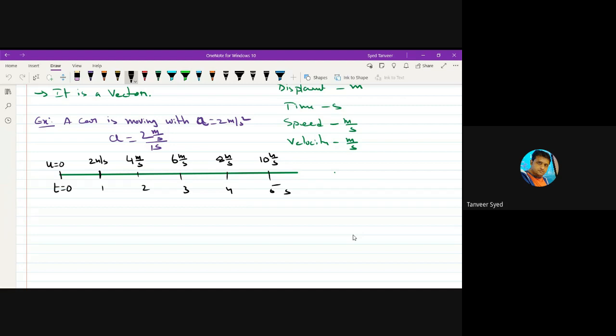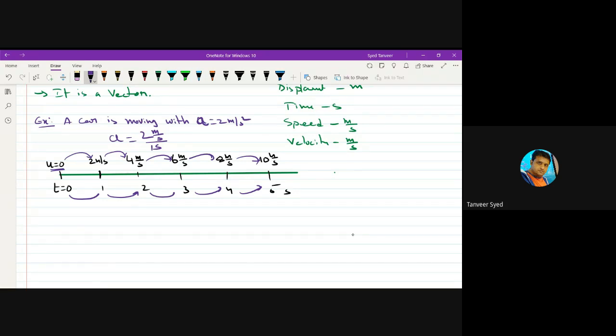Again, I am repeating this. The body starts from rest with initial velocity 0 at t equal to 0 seconds. In 1 second, its velocity increases from 0 to 2 meters per second. In the next second, it again increases by 2, from 2 to 4. Next second, increasing by 2. Like this, if the body travels with a velocity which increases by 2 meters per second every second, then you say that its acceleration is 2 meters per second square.